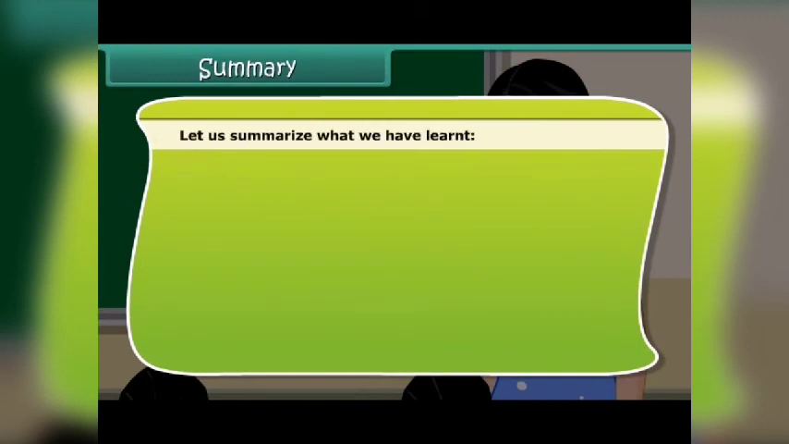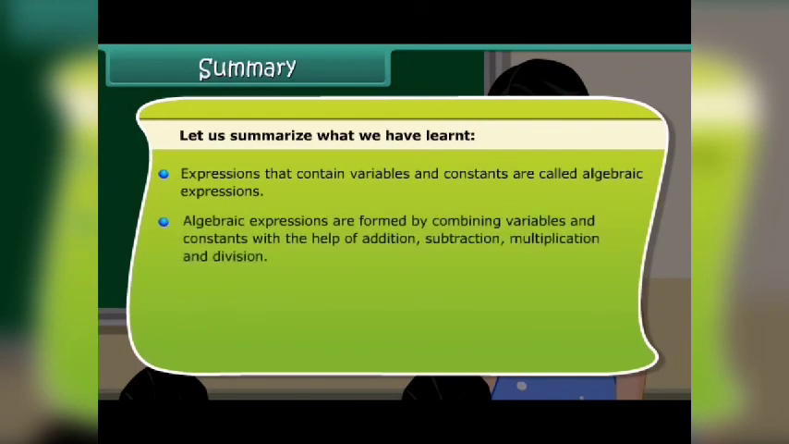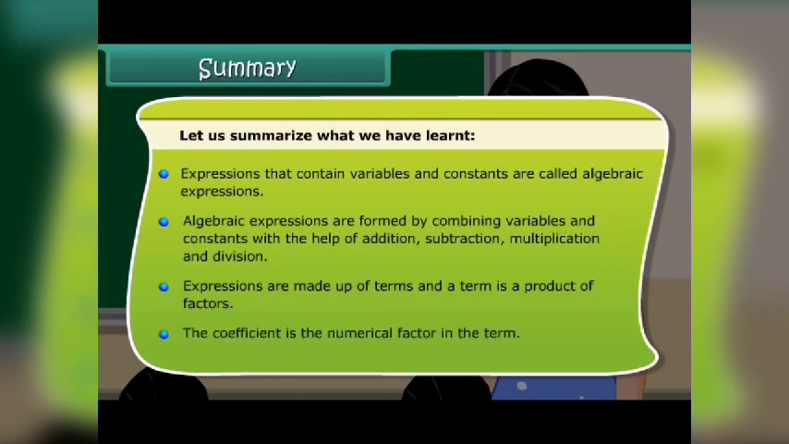Let us summarize what we have learned. Expressions that contain variables and constants are called algebraic expressions. Algebraic expressions are formed by combining variables and constants with the help of addition, subtraction, multiplication and division. Expressions are made up of terms, and a term is a product of factors. The coefficient is the numerical factor in the term.